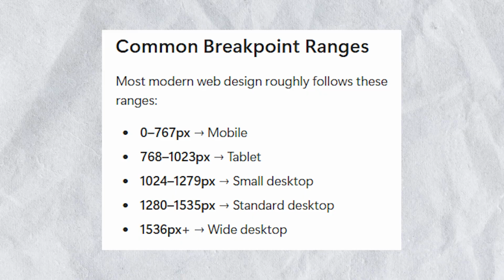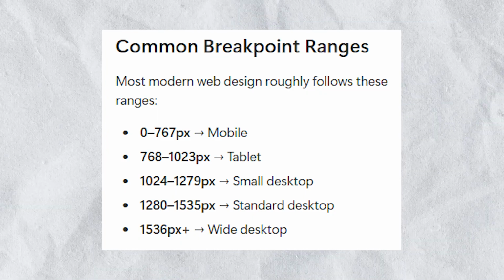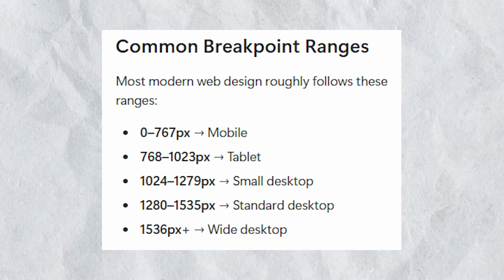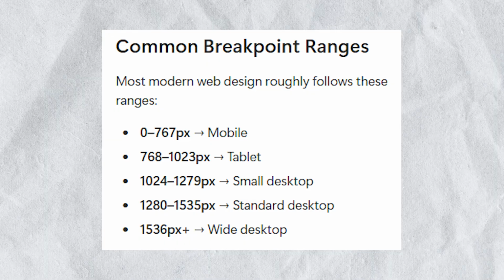For example, a 3-column layout might become 2 columns. A sidebar might move below the main content. A horizontal menu might turn into a hamburger menu. Breakpoints are controlling all of these shifts. Breakpoints also have common ranges, so most modern web design roughly follows these specific ranges. From 0 pixels to 767 pixels is a mobile display, from 768 pixels to 1023 pixels is a tablet display, and from 1024 pixels to 1279 pixels is a small desktop.